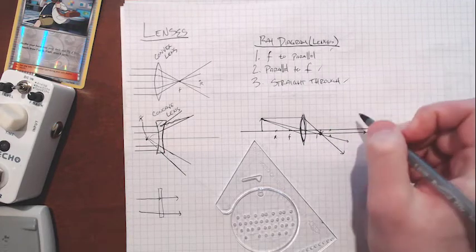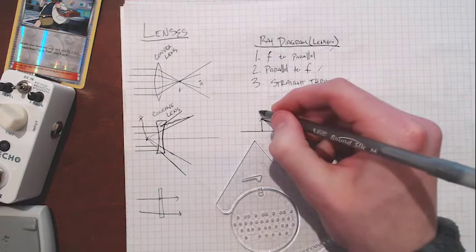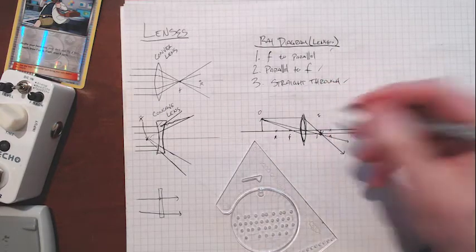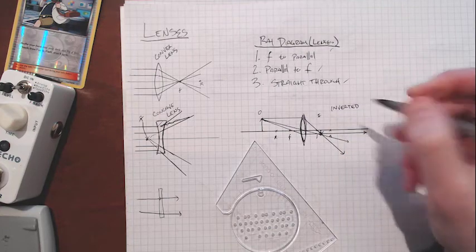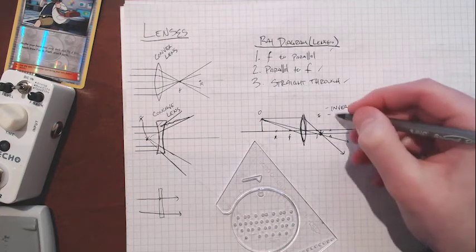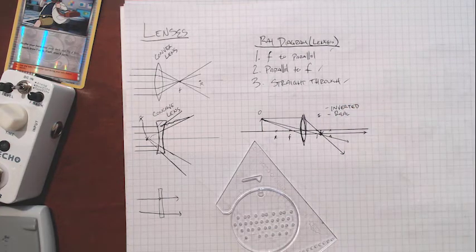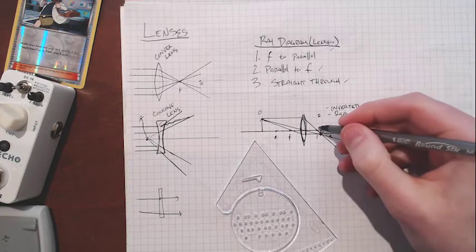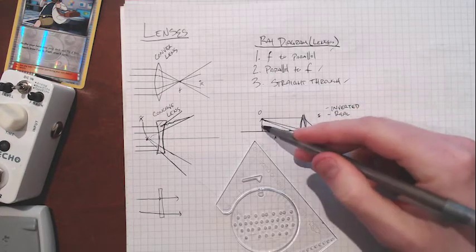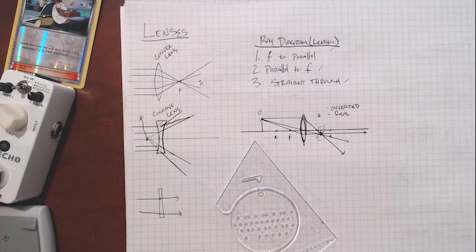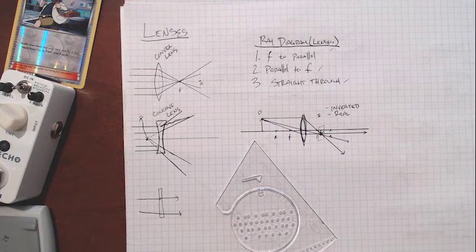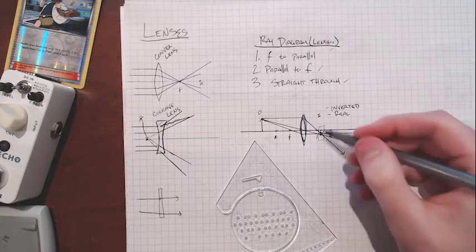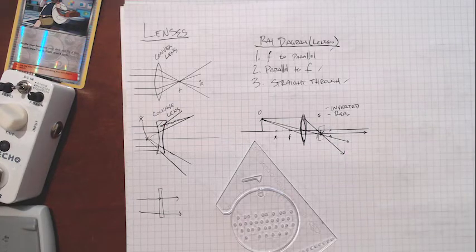Again, we can say a couple things about this image. Here's the object. Here's the image over here. It is going to be inverted, and it is also going to be a real image. And we know it's a real image because we can put a screen over here, and the image of our object over here can be projected onto that screen. This is actually how projectors really work. So this would be like your wall that you can project that image onto.